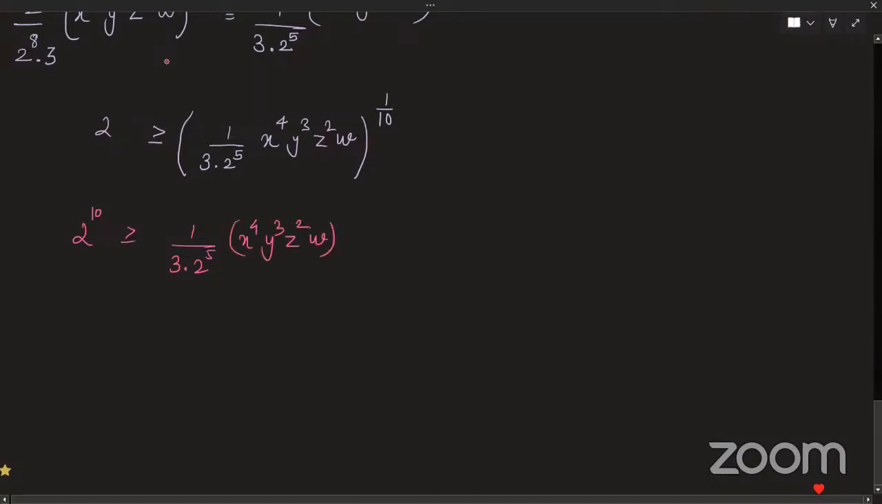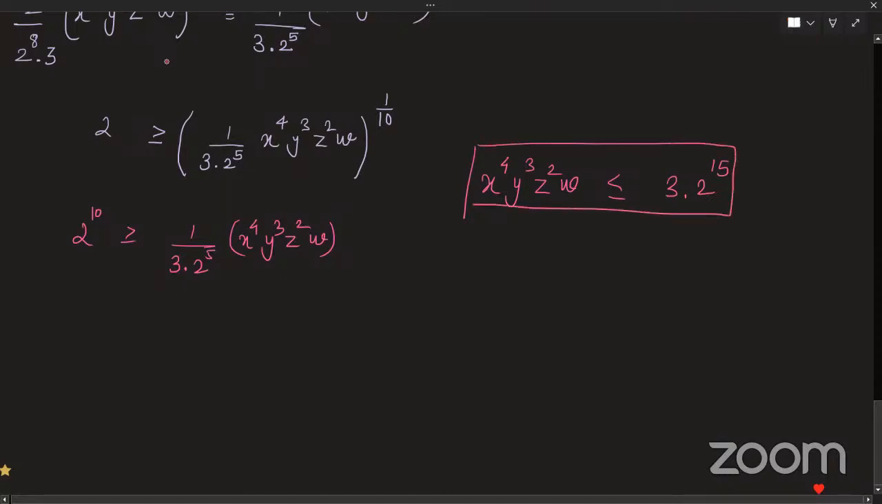So x raised to 4 y cube z square w, the least value will be 3 into 2 raised to 15.